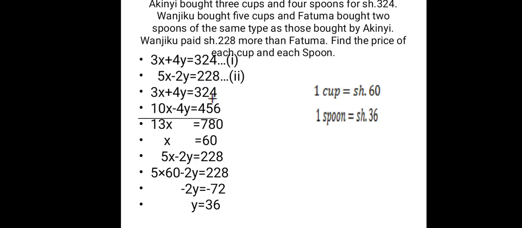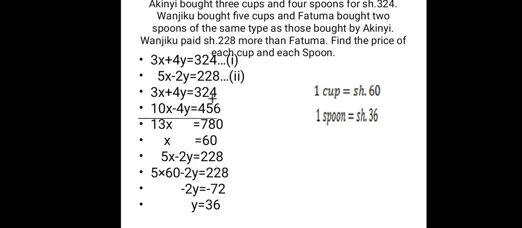Let's say the price of a cup is x, and the price of a spoon is y. So for 3 cups we take 3 times x, and for 4 spoons we take 4 times y, so that we get 3x plus 4y is equal to 324.